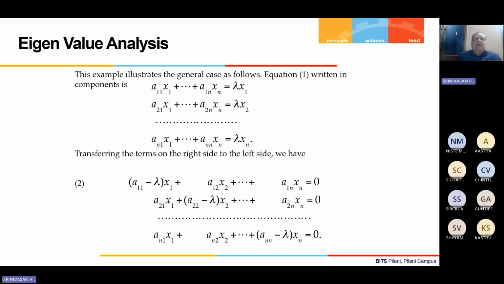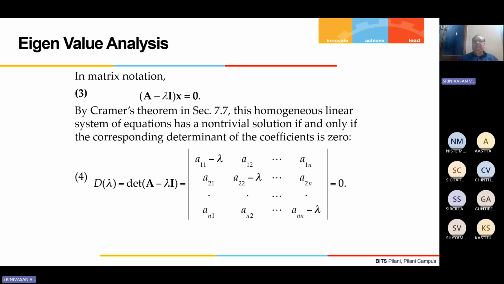So what do you understand? The principal diagonal elements a11, a22, a33, etc., ann become a11 minus lambda, a22 minus lambda, etc., ann minus lambda. Is it right? Multiplied, of course, by x1, x2, etc., xn. Okay. Now, what do we do out of this? Call this set equation 2, just for reference sake.